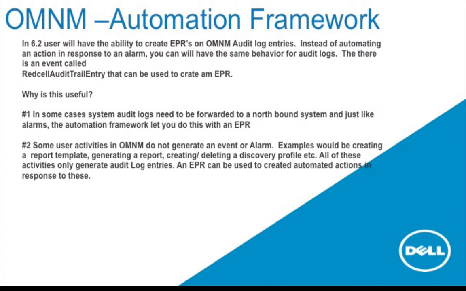One last thing. In 6.2, users will have the ability to create event processing rules on OMNM audit log entries. So instead of automating an action in response to an alarm, you can have that same behavior for audit logs. There's an event in the event definitions called red cell audit trail entry, and you can use that to create an EPR. Why is this useful?